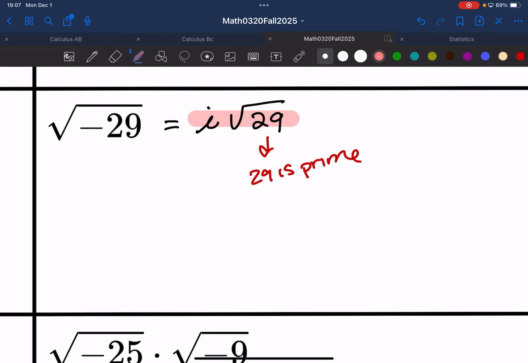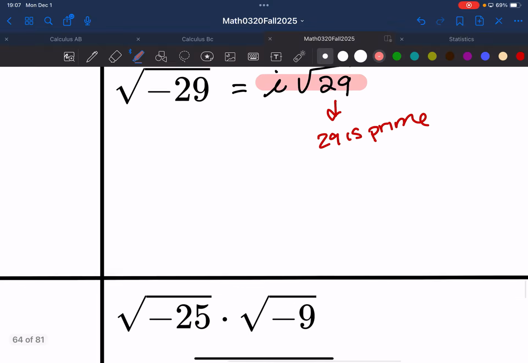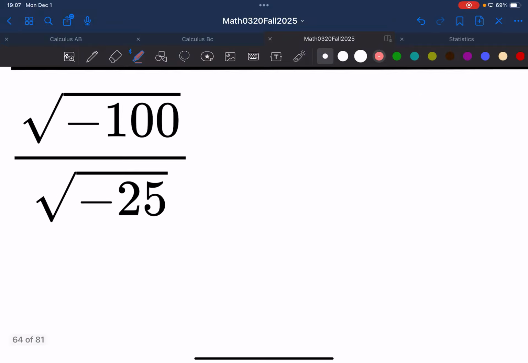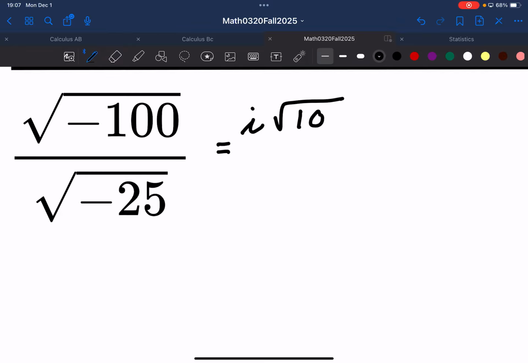Okay, the next 2 examples, let's say we are dividing or multiplying. If we're dividing or multiplying, we still are going to treat these as separate radicals. So we still need to simplify these separately. So if I look at the top, how would I rewrite that radical? Square root of 100. I'm just writing step by step, but you are right. It would be i times 10 or 10i.